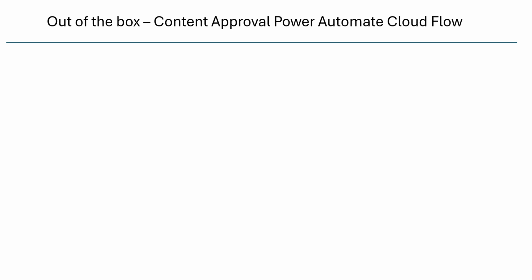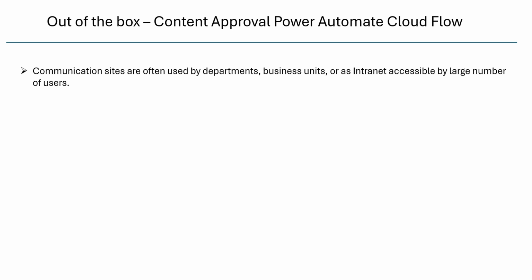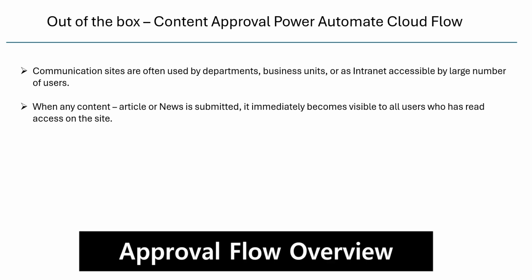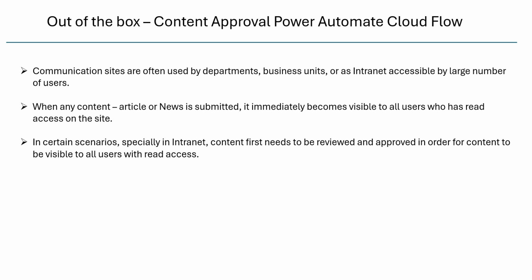In today's video, let's take a look at the out-of-the-box content approval Power Automate Cloud Flow. Now when we are in the SharePoint communication site, that's mostly used by the departments, business units, or even as an intranet accessible by a large number of users. When any content, whether it's an article or news, is submitted, it immediately becomes visible to all users who have read access on the site if the content approval flow is not turned on.